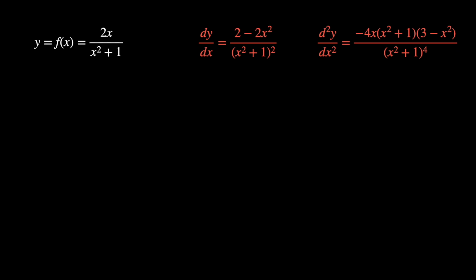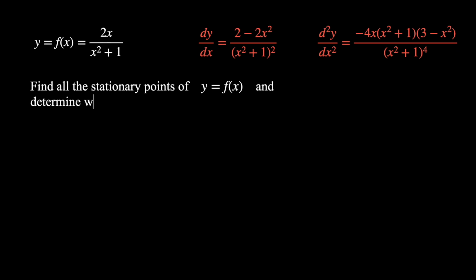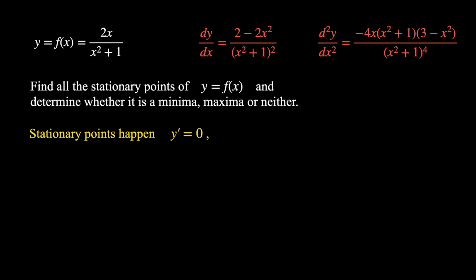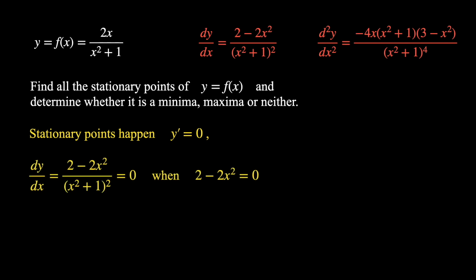Having these results on hand, what are the stationary points of the curve y equals f(x)? We know that stationary points happen when the first derivative is 0. A fraction equals 0 when the numerator is equal to 0. So we have 2 minus 2x squared equal to 0. Hence x is equal to plus or minus 1.